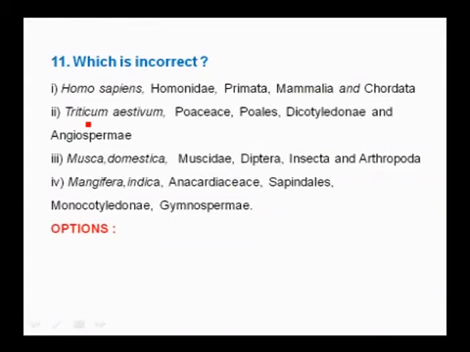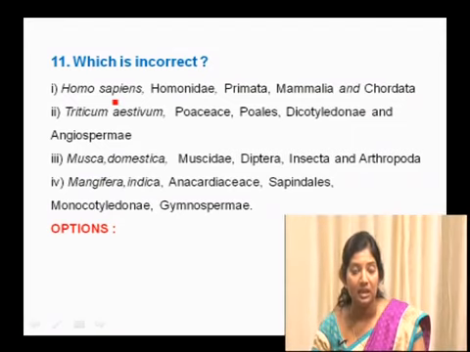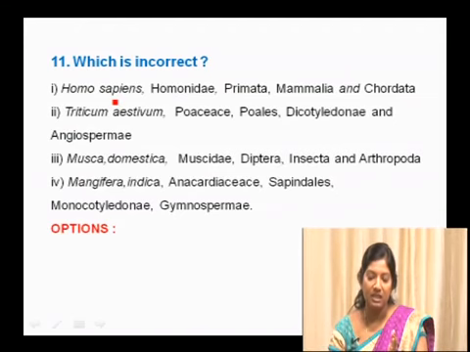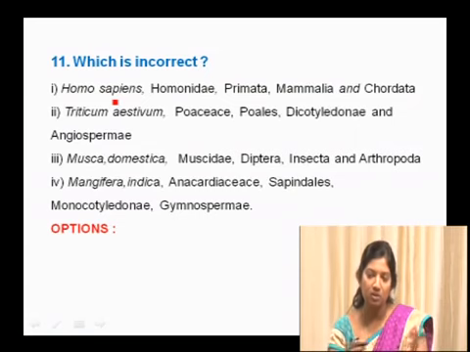Next question, which is incorrect? We have to pick the false statement, or the statement which is not correct. Homo sapiens, Hominidae, Primata, Mammalia, Chordata. Triticum aestivum, Poaceae, Poales, Dicotyledon and Angiosperms. If you just go through all these, you will come to know that what is mentioned over here is the biological name, that is genus and species, followed by family. After the family, they have mentioned the order, then the class, and finally the division. So it goes in the same manner.